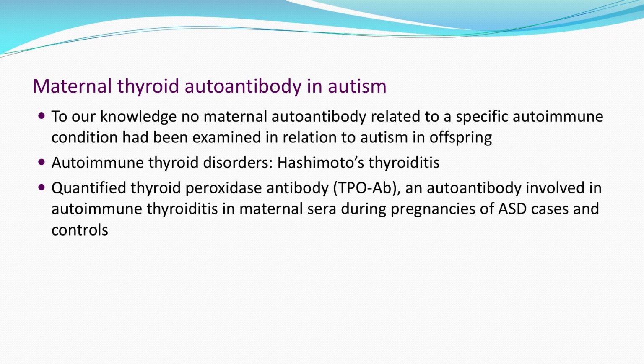And to our knowledge, we didn't know of a maternal autoantibody related to a specific autoimmune condition that had been examined in relation to autism in the offspring. So we looked at this autoimmune thyroid disorder. Mostly it's Hashimoto's thyroiditis, although the marker that we looked at can be a marker of other autoimmune thyroid problems. And we measured what's called thyroid peroxidase antibody, an antibody involved in autoimmune thyroiditis, in the maternal sera during pregnancies of the autism cases and controls.